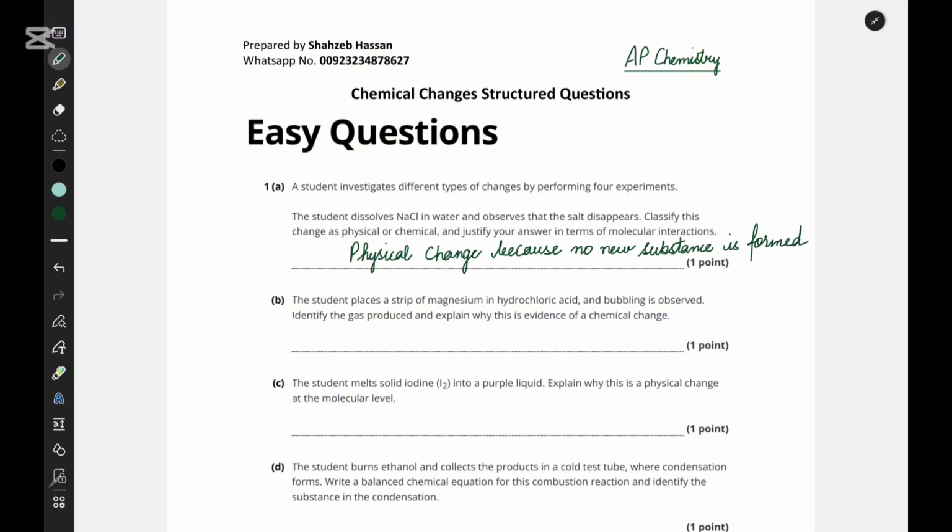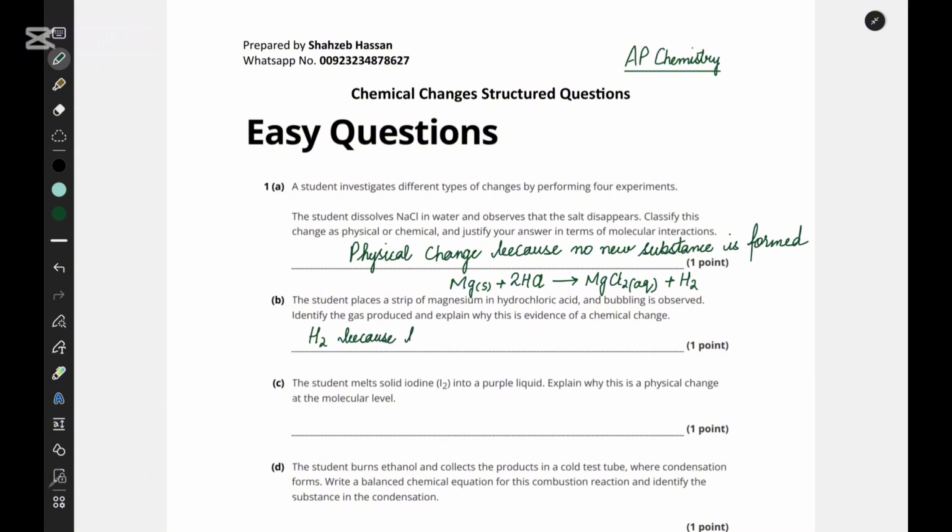Then the next question says that the student places a strip of magnesium in HCl. So magnesium in solid state reacts with HCl. It is going to form magnesium chloride in aqueous form plus production of hydrogen gas. They are asking us to identify the gas produced and explain why this is evidence of a chemical change. So the gas produced is hydrogen, and why is it a chemical change?